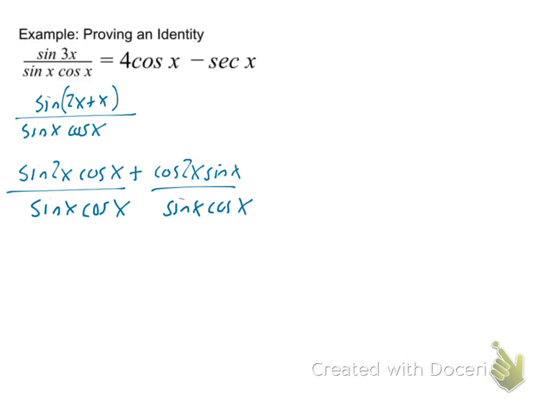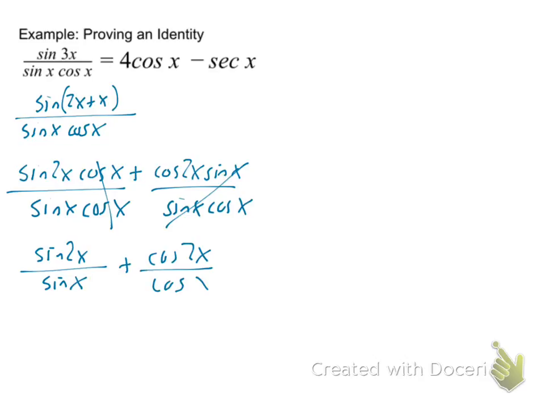To say this. And the reason is because what can happen? They cancel. I like that. So therefore I have sine of 2x over sine of x plus cosine 2x over cosine x. Well, can't I just cancel the cosines and the sines? No. You can't do that. But you can now expand sine of 2x and cosine of 2x.